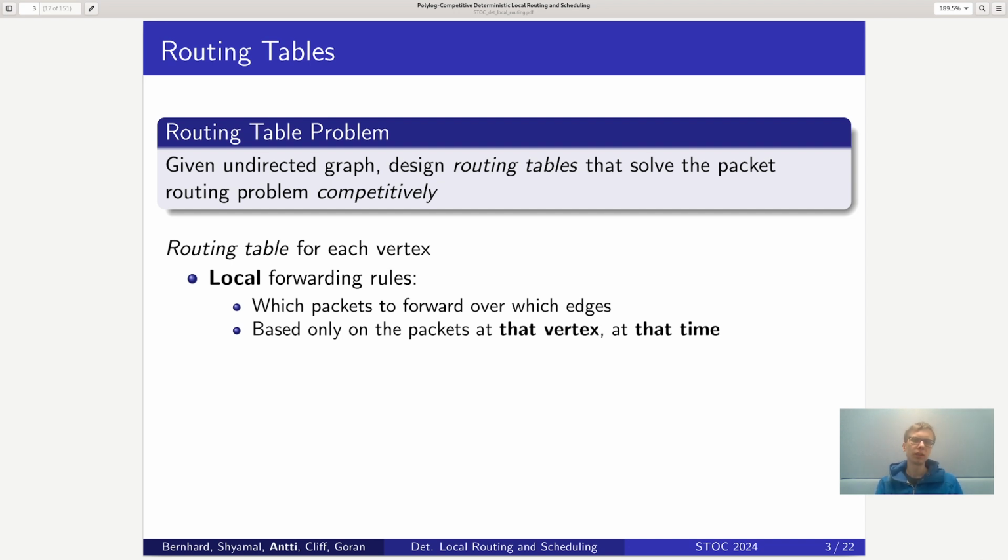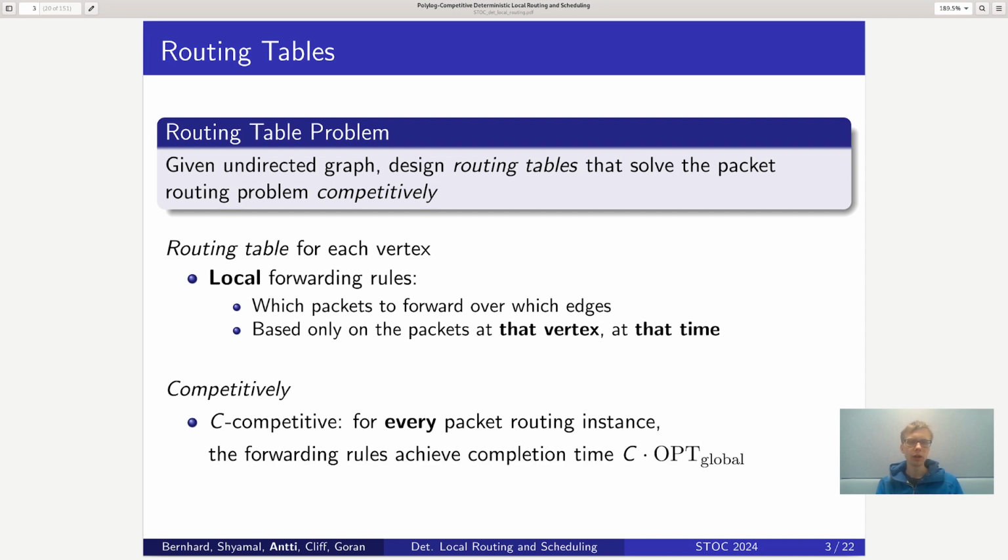And competitively here has just a standard meaning, where the set of routing tables is C competitive if for every packet routing instance of the graph, the forwarding rules have completion time at most C times the global optimum on that instance. And the goal, of course, is to be as competitive as possible.